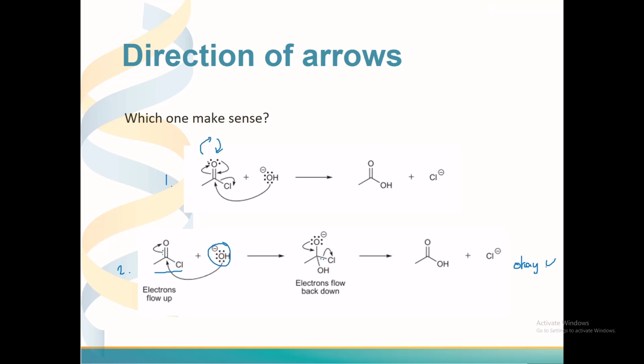So from this point you can tell, okay, this one doesn't make sense, because why would this electron move to the oxygen when it's also moving to the bond, even though the product looks like it. So in this case, this one is not a good one.